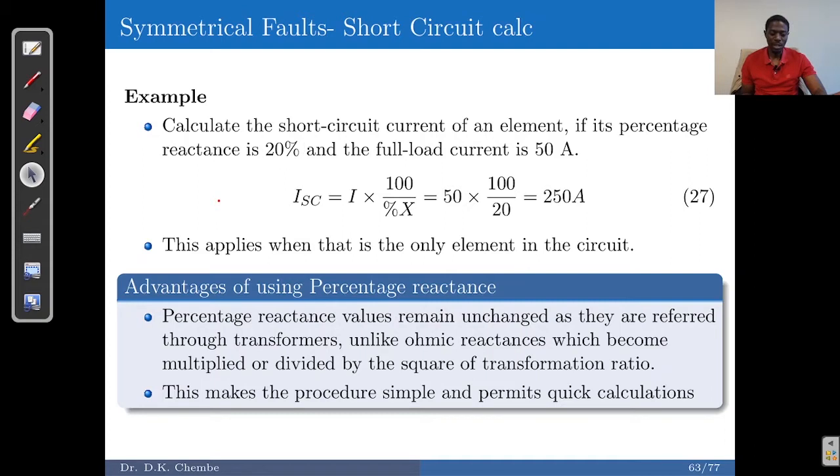If there are many elements, then you have to get the total reactance in the system up to the point where the fault has occurred in the line. What is the advantage? Like I mentioned, the advantage of using the percentage reactance is that, first of all, it makes the procedure simple and permits quick calculations because its value remains unchanged through transformers. Whereas if you use the ohmic reactance, then it is going to be affected by the transformation ratio, which you are either going to divide by or multiply by. So this is an important aspect to note.